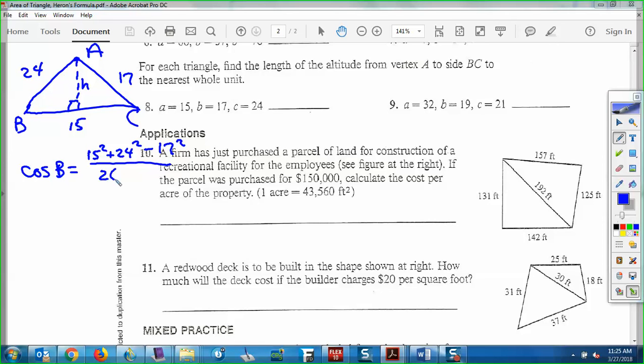2 times 15 times 24, right? So if we're doing cosine of b, this would be a squared plus c squared minus b squared, and this would be 2 times a times c, right? Like that. And so what do we get for angle b?